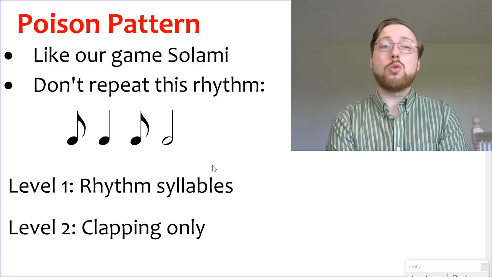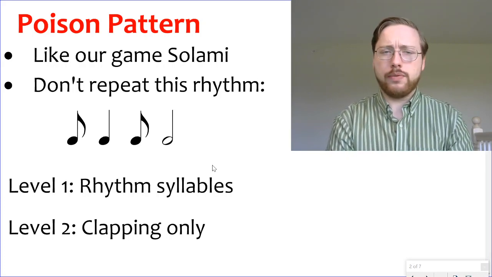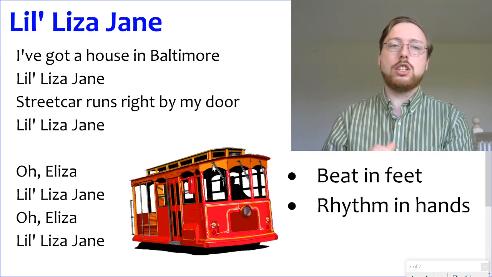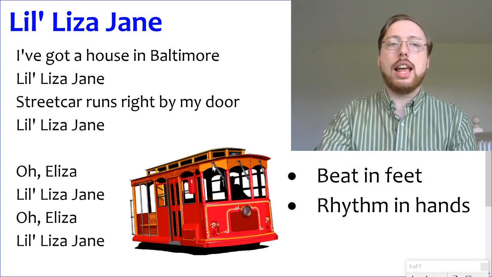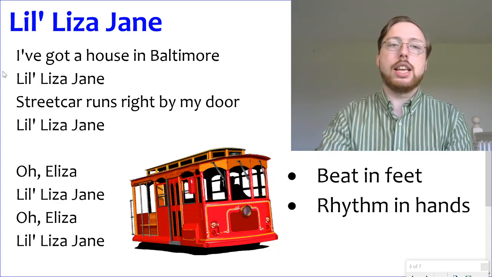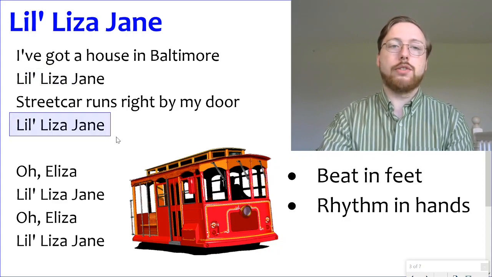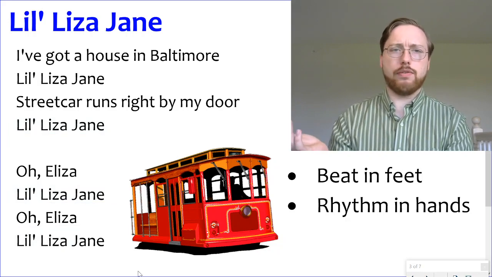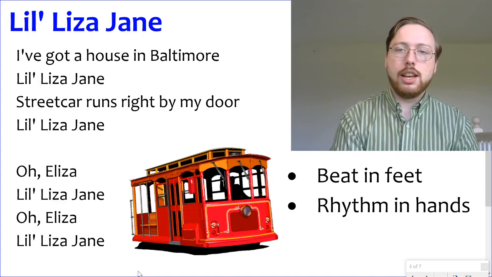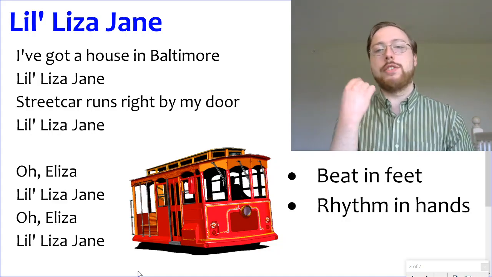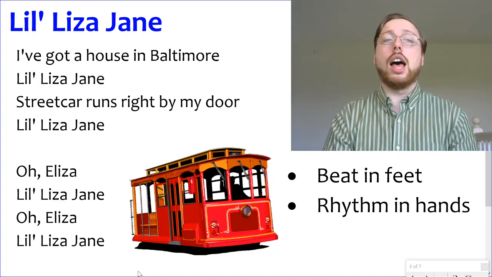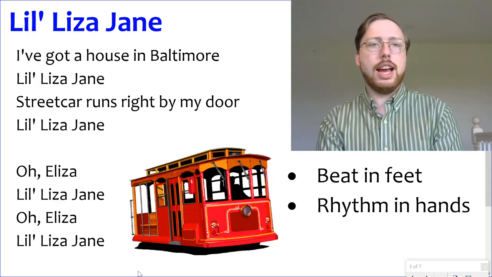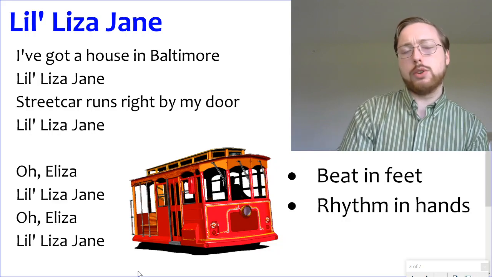So, we're going to practice this pattern in our song, Lil Liza Jane. Last week, we talked about how our song has syncopation in the 2nd, the 4th, the 6th, and the 8th lines whenever we sing Lil Liza Jane. Let's practice first by singing, and then we'll put the beat in our feet and the rhythm in our hands. I'll sing first by myself to remind you, and then we'll do a little bit of echo, and then we'll try the whole thing together.